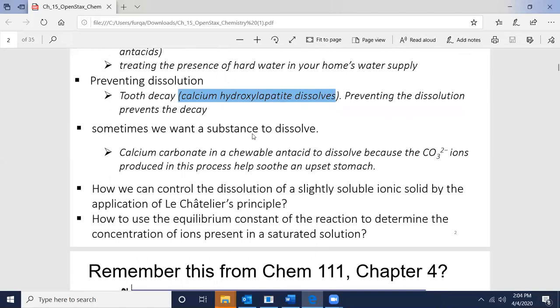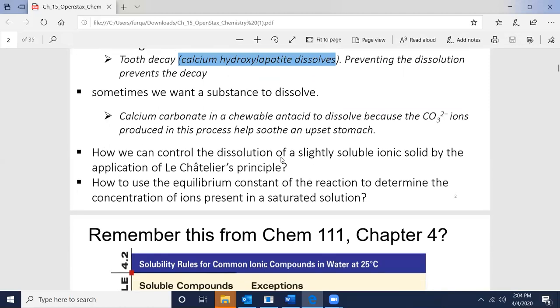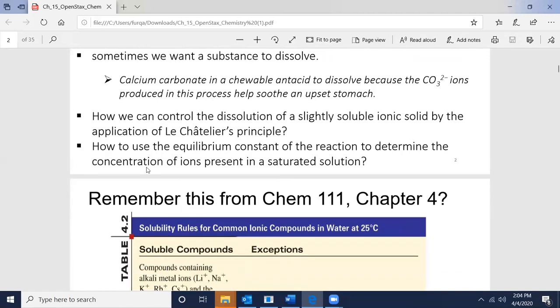Sometimes we want a substance to dissolve. Okay, so calcium carbonate in a chewable antacid dissolves because the carbonate ions produced in this process help soothe an upset stomach. They're going to take up the protons on themselves. How we can control the dissolution of a slightly soluble ionic solid by the application of Le Chatelier's principle is again kind of a repetition here.